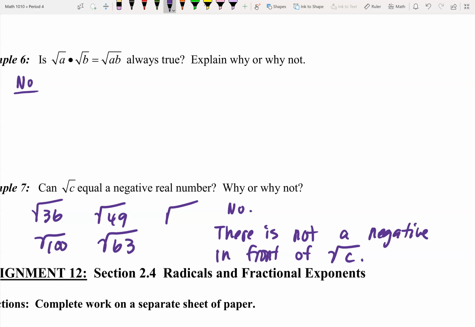Okay? Go back up to the last one. So the reason it's no, does anyone have any idea? It's a little stretch from what we've been doing. I'm going to show you. We're going to go into imaginaries. Square root of a negative 36. And let's do smaller. Square root of negative 3 times the square root of negative 3 is equal to negative 3. Is that true?